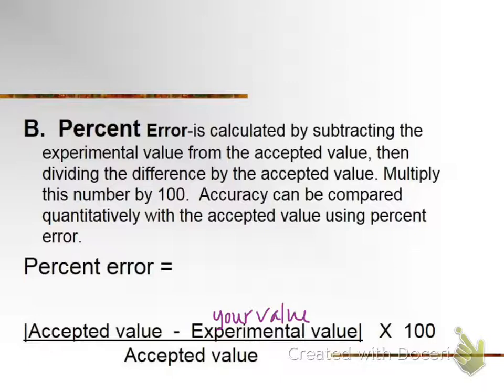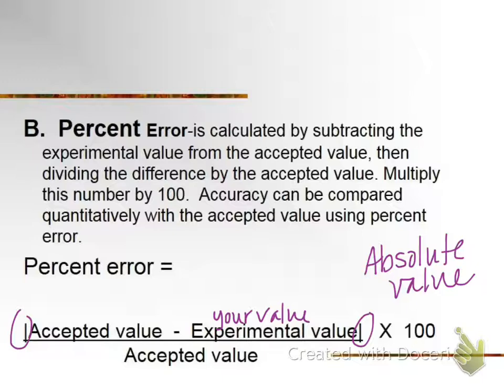Okay? What do these little bars right here mean? Absolute value. And in a nutshell, what does absolute value mean? It will never be negative, right? Okay? Because of that, some text will show accepted value minus experimental. Some will flip it and say experimental minus accepted. Because you're taking absolute value, it actually doesn't matter either way, because it's going to be a positive number when you take the absolute value.